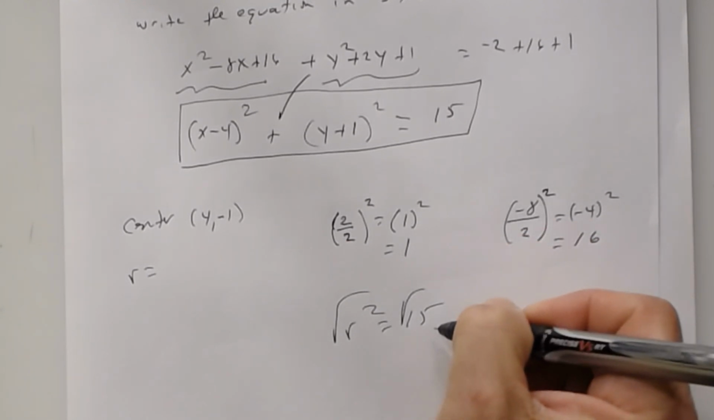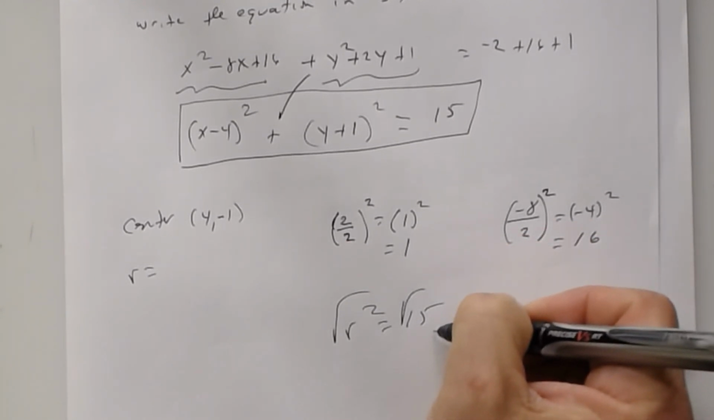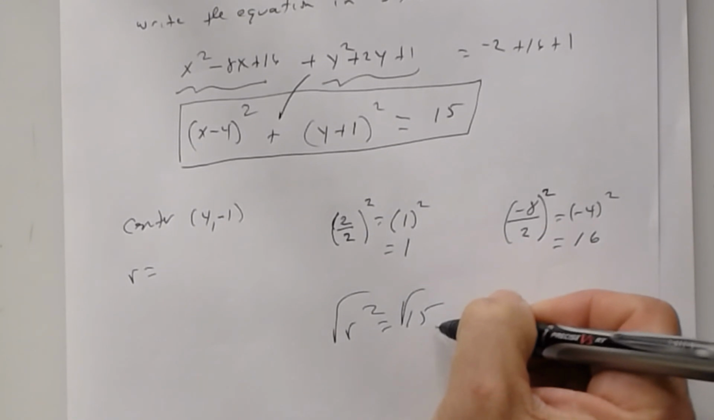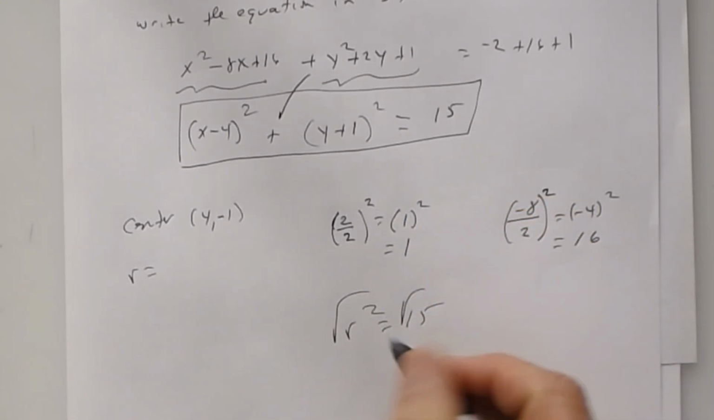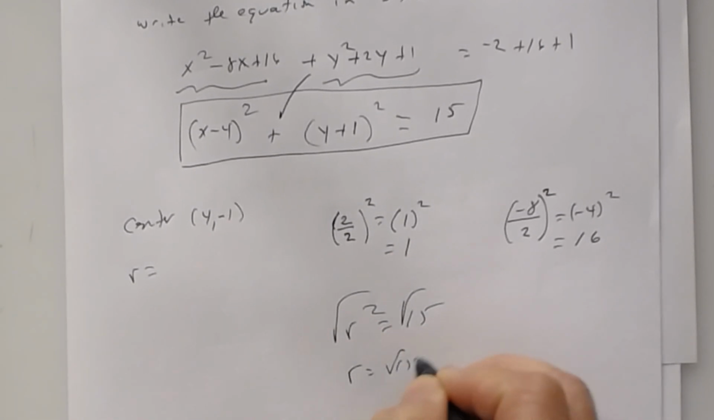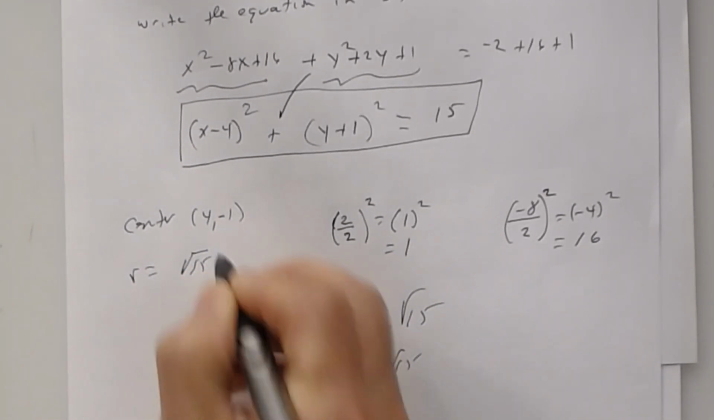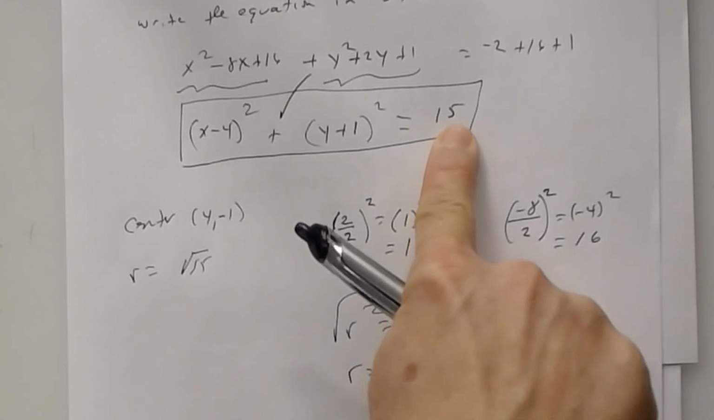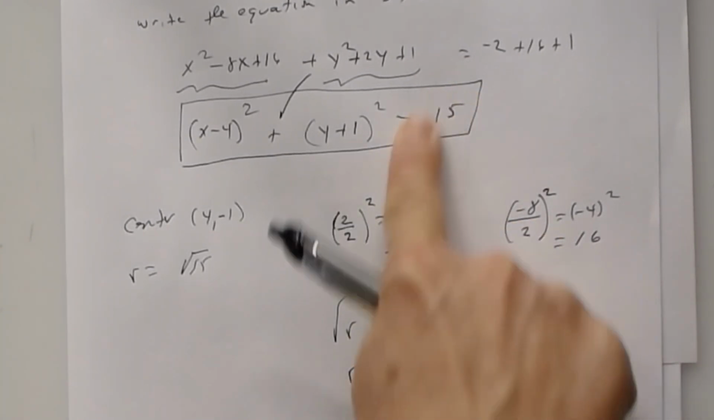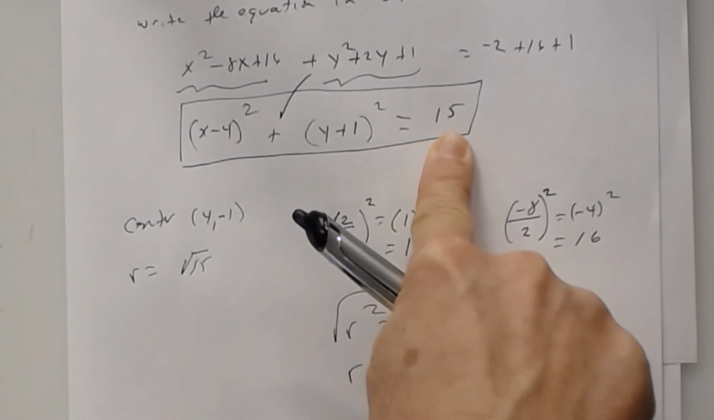But here, you don't do the plus or minus, you just take the square root, because this is distance. Distance is always positive. So r is the square root of 15. That's your radius. The radius is not 15, the radius is the square root of 15. You have to remember that the radius is the square root of this number, whatever that number is.